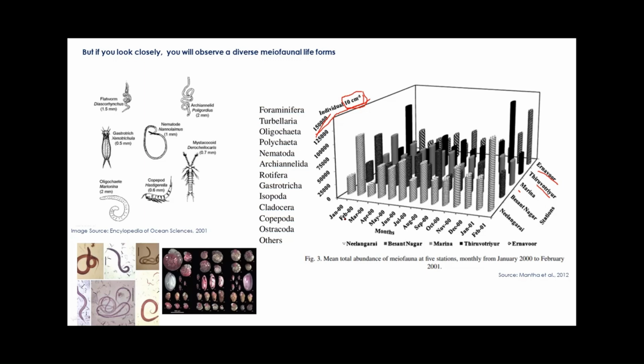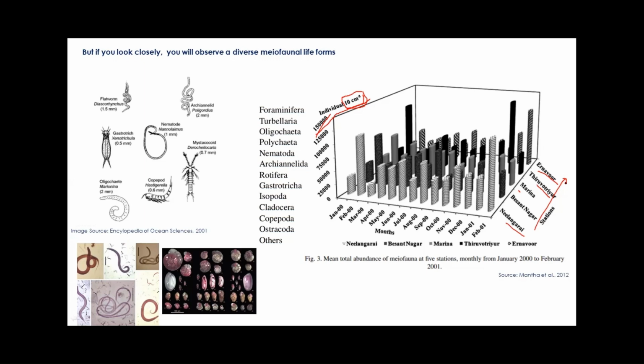So two terms are coming. One is temporal variation. Temporal variation means that you study the same location for a longer duration of time, maybe for 1 year or 2 years, every month or every week, right? Whereas spatial means that you study different locations at the same time. For example, here you can see Neelankarai, Besant Nagar, Marina, all these locations, all these stations are studied in a spatial manner.